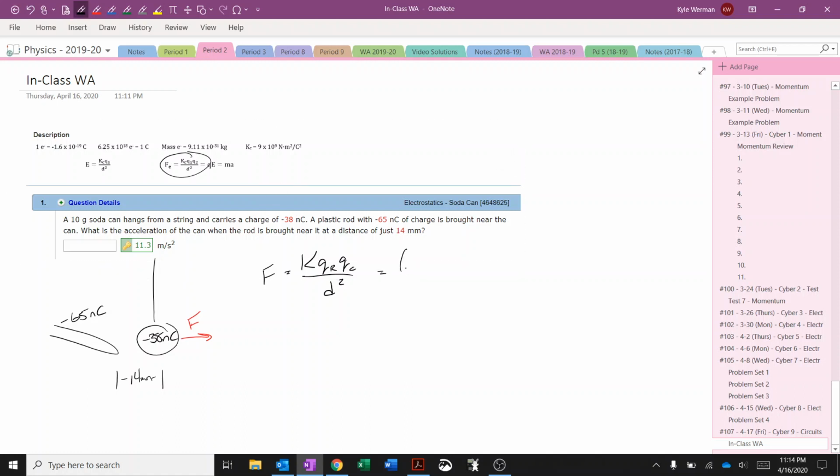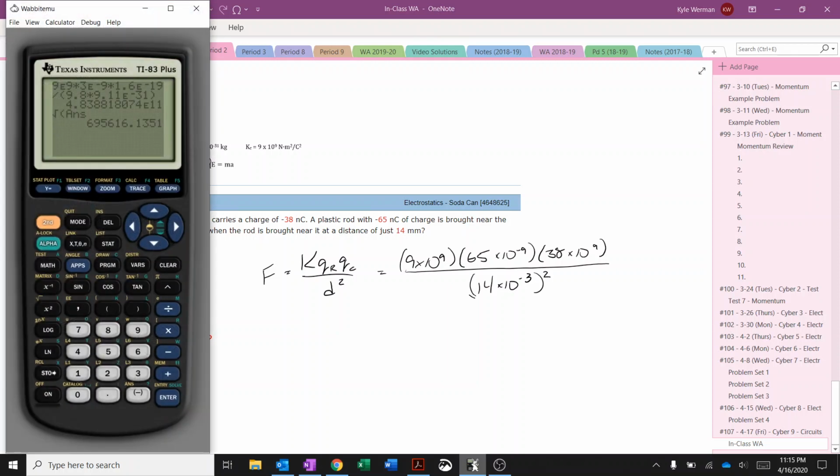All right, here I have 9 times 10 to the 9. The charge of the rod is 65 nano, which is times 10 to the negative 9. 38 nano is times 10 to the negative 9. And my distance is 14 milli, which is times 10 to the negative 3. And that's in meters, and I need to make sure I square that. So let me break out the calculator real quick. Let's figure out what that force is.